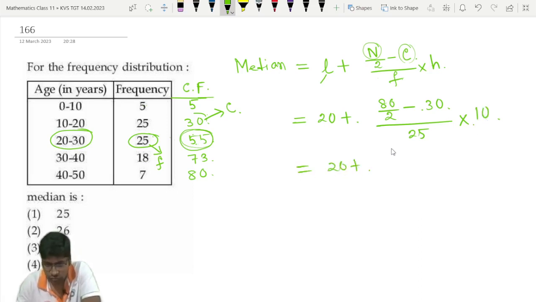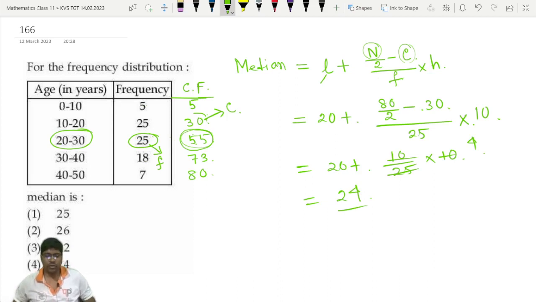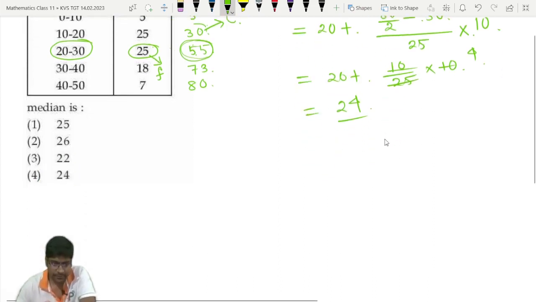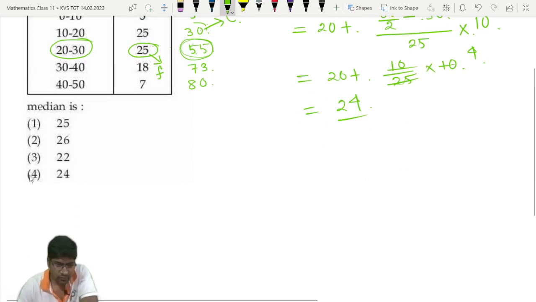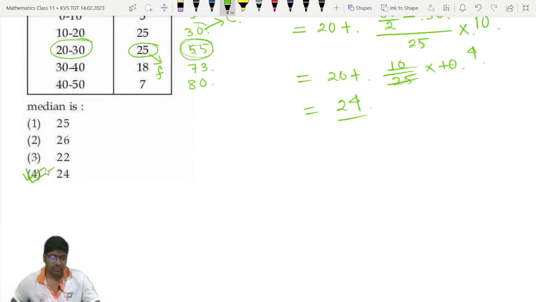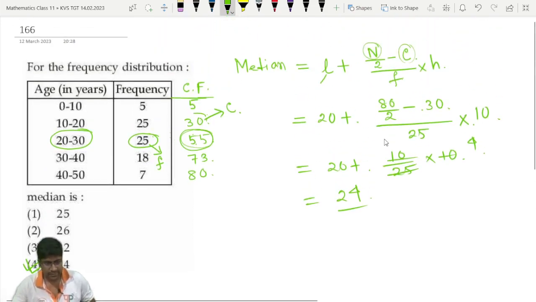So 20 plus 40 minus 30 means 10, 10 by 25 into 10. Now 10, 10, 100, 25, 4. 20 plus 4 is 24. So median is equal to 24. So which option? Can you see the option? Option 4 is the correct answer for this question.